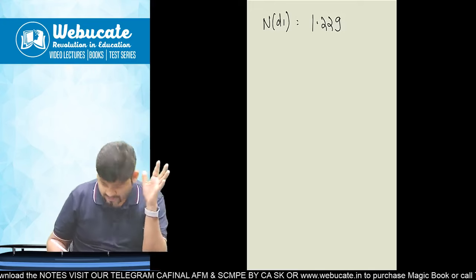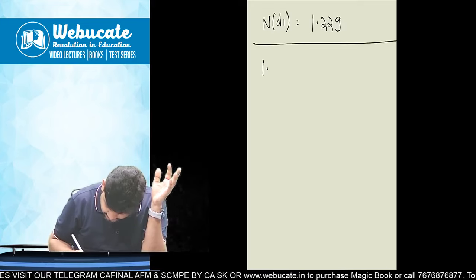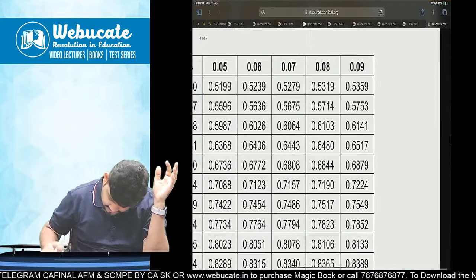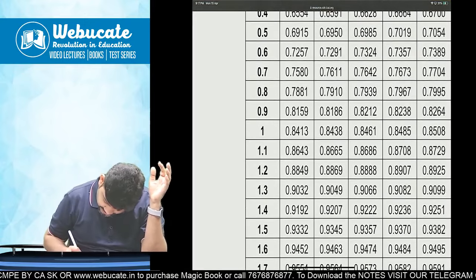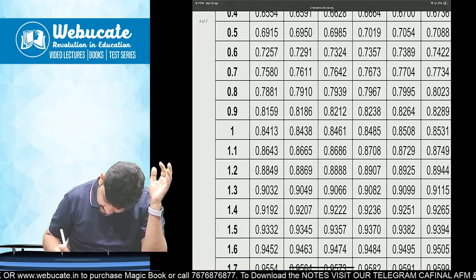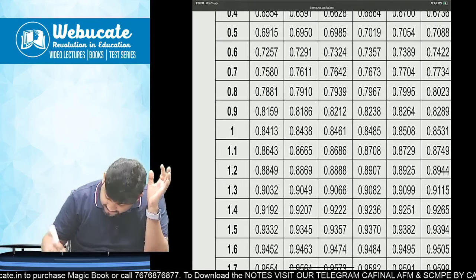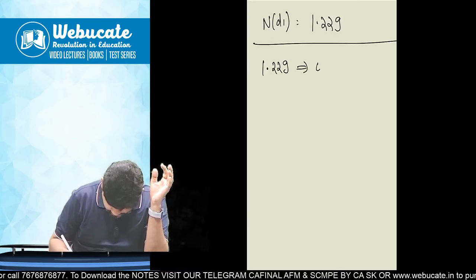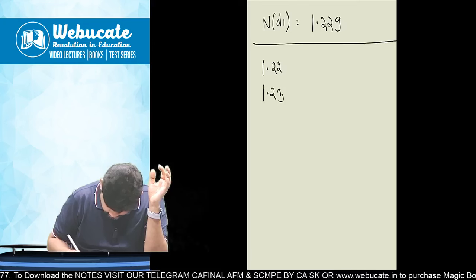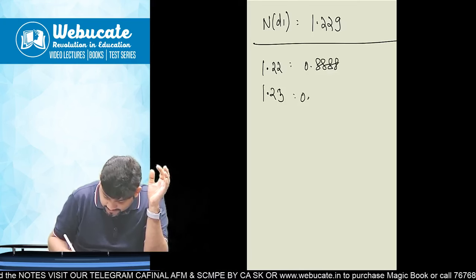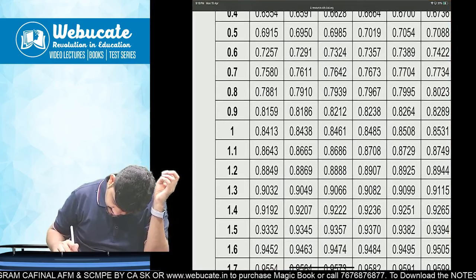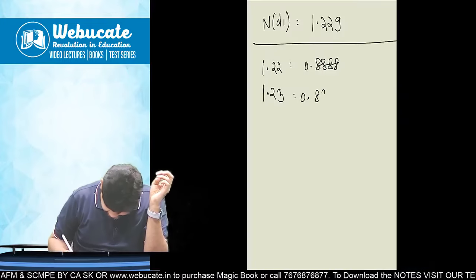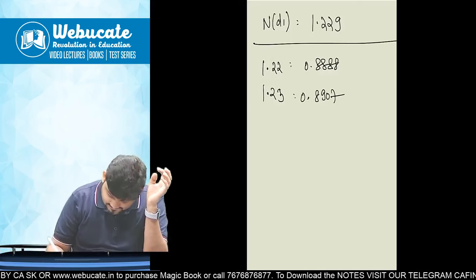So if we solve this, so it will be what? 1 point. So let's check. Yeah, 1.22, 1.23. So 1.22, 1.23. So 0.8888 and 0.8907. Right? Chalo, now we'll try to solve this.